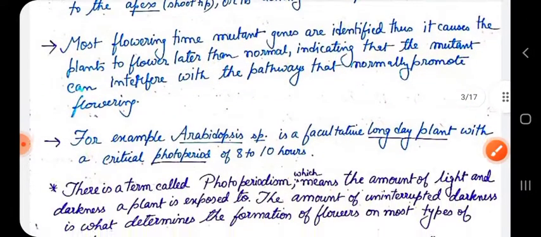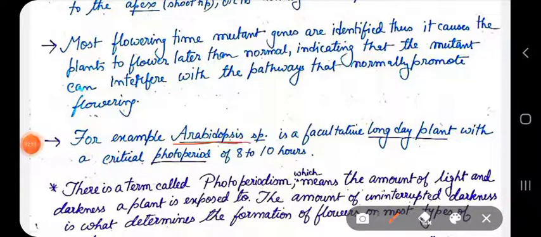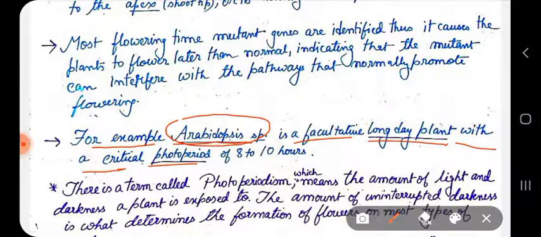For example, I have said about Arabidopsis. We are using Arabidopsis here as a model organism for flower development. For example, Arabidopsis is a facultative long day plant with a critical photoperiod of 8 to 10 hours. Now, two terms need to be mentioned here that I have provided in the notes. What is photoperiod and what do you mean by a long day plant of 8 to 10 hours?